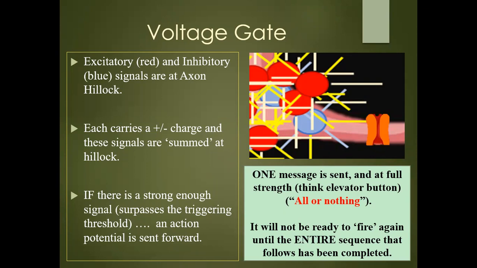This neuron cannot fire a second time. So it sends a signal down, sends it at full strength, and it cannot send another signal until the entire process of resetting itself back to its natural state has been completed. So we call this the all or nothing response. One clear signal is sent or no signal is sent at all.